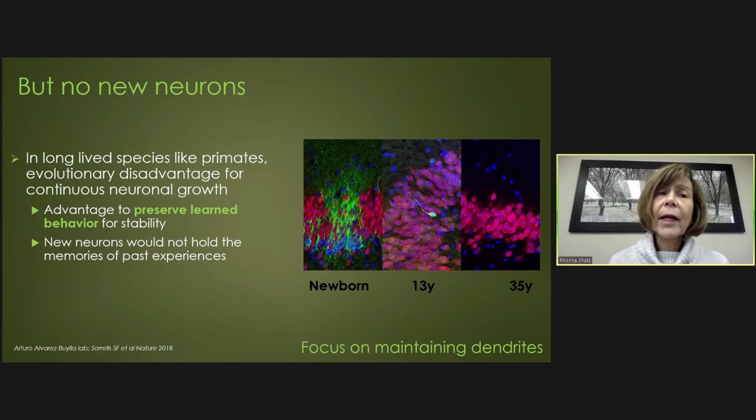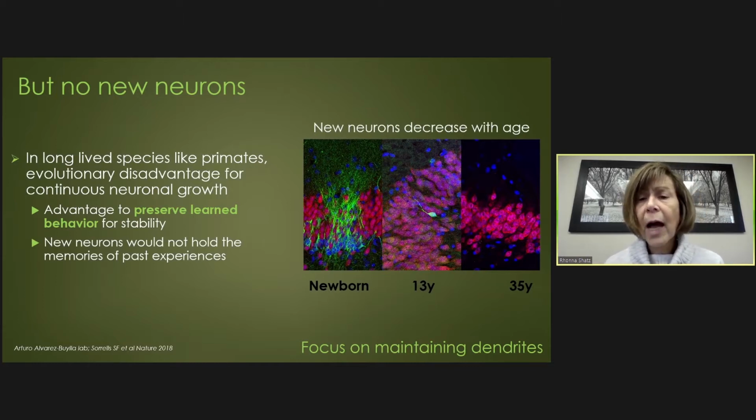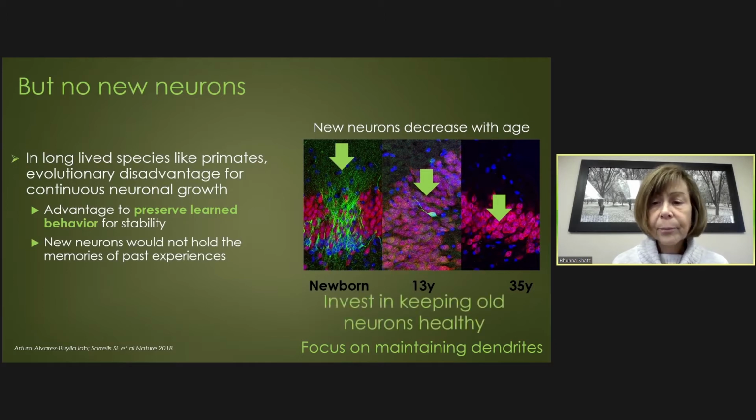And the importance of connections is because we don't really grow new brain cells. If we look at newborns, they have a lot of these, and in this picture here, a lot of these lime green connections. These are new brain cells. But then when you look at age 13 and 35, you see hardly any. New neurons decrease with age, and we don't really create new ones. So we really have to be focused on the connections or dendrites and in keeping our old neurons healthy.